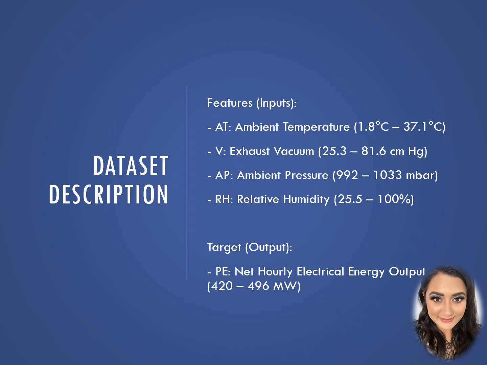There were 4 main features or inputs in the data: ambient temperature, exhaust vacuum, the ambient pressure, and relative humidity. The target output was the net hourly electrical energy output.